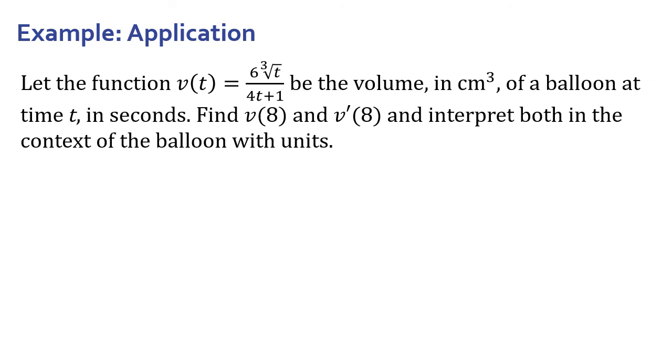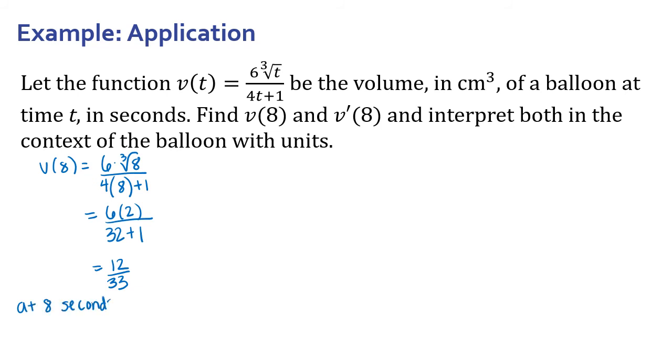So to find v of 8, that's just substituting an 8 into the formula. This gives 6 times the cube root of 8 all over 4 times 8 plus 1. This simplifies down to 6 times 2 all over 32 plus 1, which is 12 over 33. This means at 8 seconds, the volume of the balloon is 12 over 33 centimeters cubed, since I'm dealing with volume there.